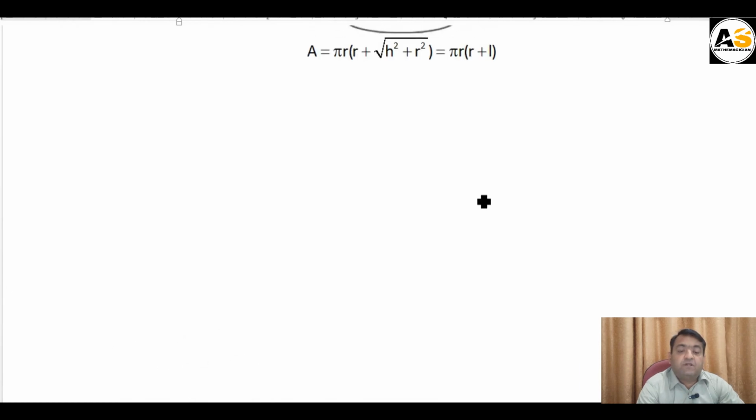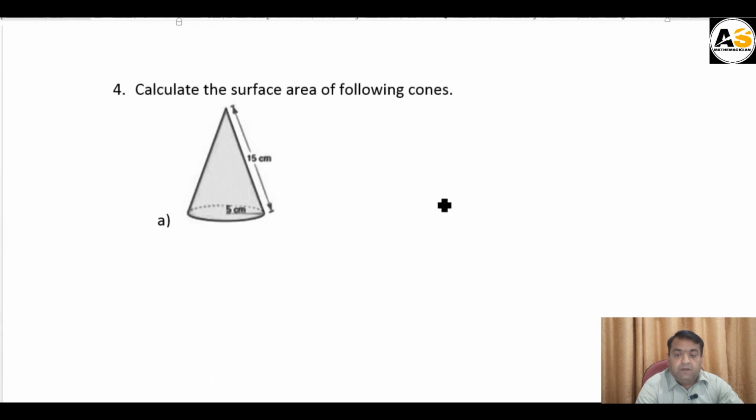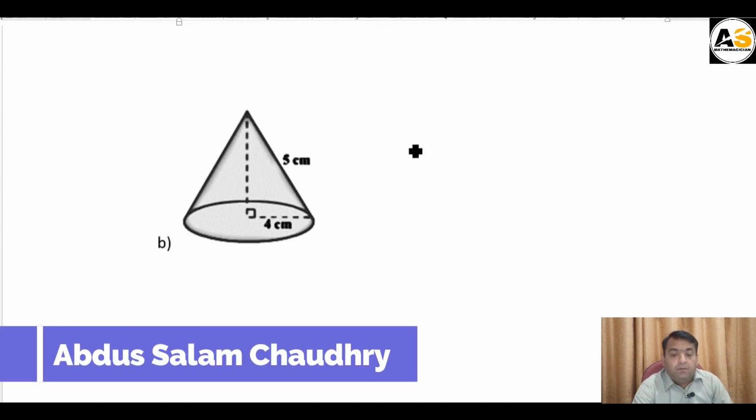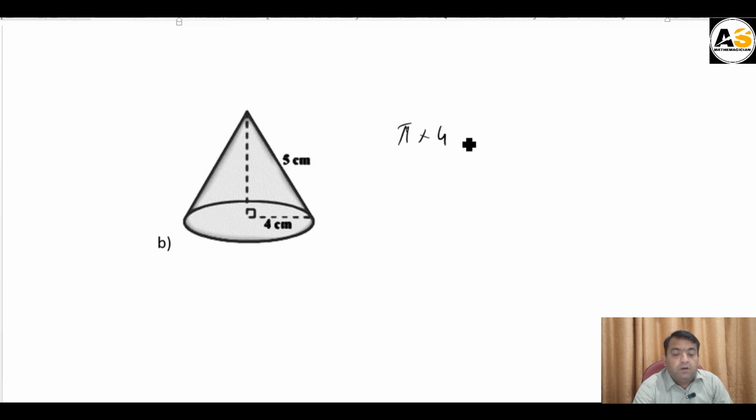So what is the formula for surface area? Pi r into r plus L. In part 1, we have to find the surface area. So the formula for surface area is pi r into r plus L. We are given r, this is 5, pi into 5 into 5 plus 15. This will be 100 pi. This is the area of this cone. For the second cone, pi into 4 into 4 plus 5, 36 pi is the surface area of this cone.